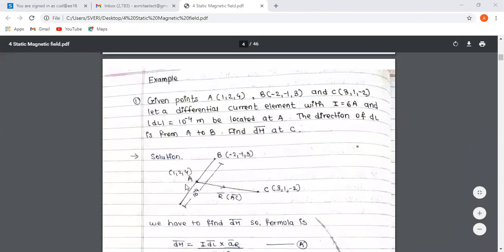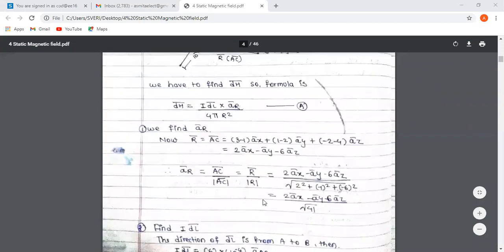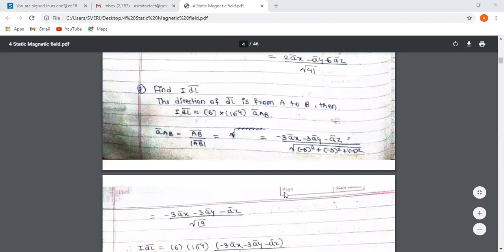Again find this vector ab bar, which is equal to -2 minus 1 a bar x plus -1 minus 2 a bar y plus 3 minus 4 a bar z. So we get ab bar as -3 a bar x minus 3 a bar y minus a bar z, divided by mod of ab bar, which means square root of -3 square plus -3 square plus -1 square.